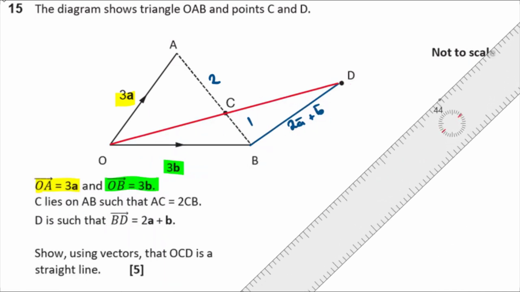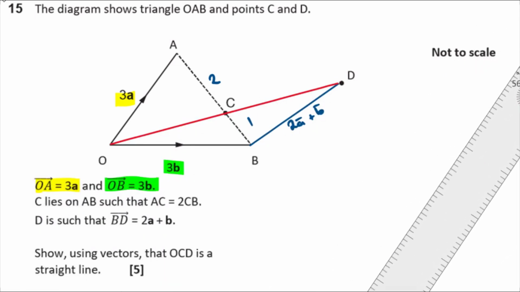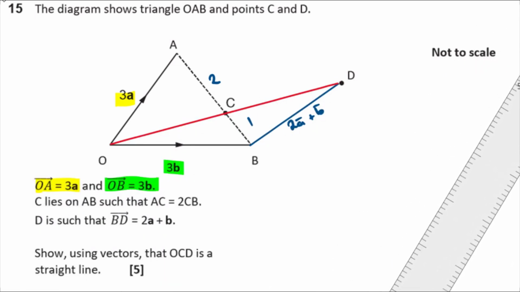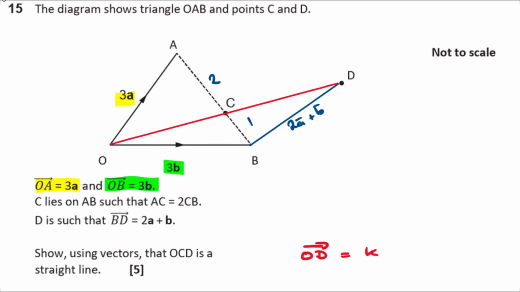Okay. Now, another way of saying that is that the points O, C and D are collinear, that they lie in a straight line. Now to show that 3 points are collinear, you just need to show that one is a scalar multiple of the other. So in other words, O to D is some multiple of O to C. Or you could show that O to C is some multiple of C to D. Same thing. Okay, so that's what we need to do.